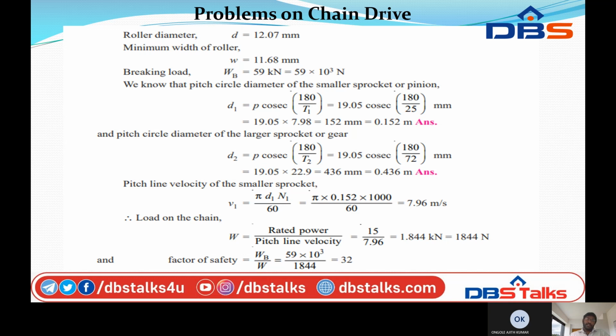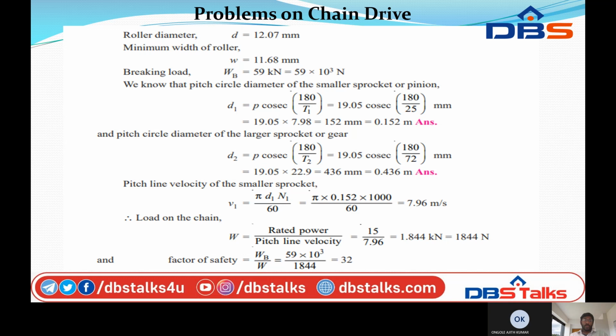And the pitch circle diameter of the large sprocket or gear, D2, is equal to P cosecant 180 by T2. So substitute the values: 19.05 cosecant 180 by 72. So we can calculate the value. D2 is equal to 0.436 meters. Pitch line velocity of the smaller sprocket V1 is equal to pi D1 N1 by 60. That is equal to pi into D1 0.152 into 1000 by 60. That is equal to 7.96 meter per second.